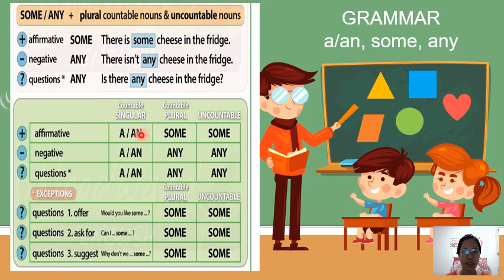For affirmative, we can say a or an; negative, a or an; question, a or an. But for countable plural, we can say some. For uncountable, we can also use some. So some can be used for countable things that we can count, and for uncountable things that we cannot count. And for the negative and question, we need to use any.